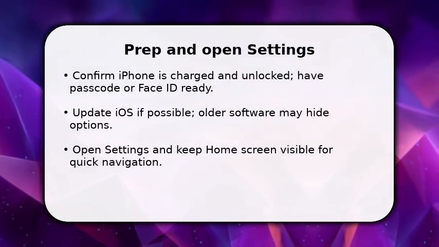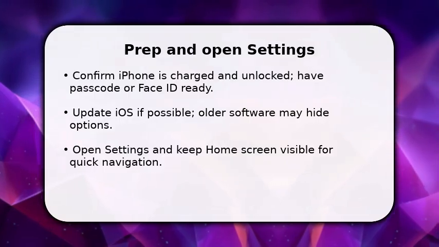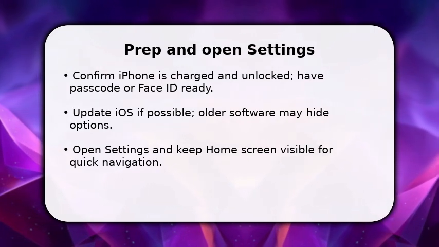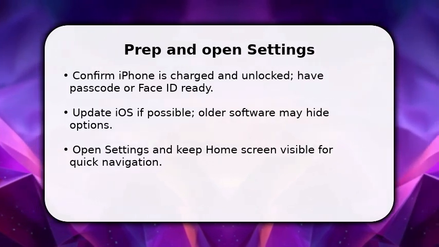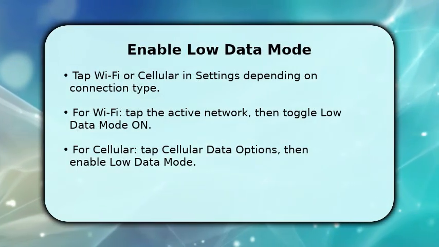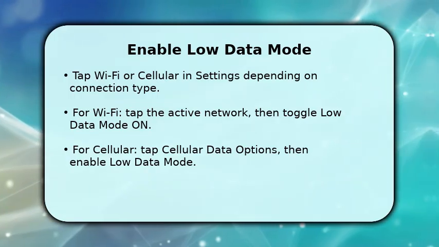Now tap into the Wi-Fi or cellular area depending on where you want data saving. We'll switch modes there in the next step. You're in the right settings panel. Now pick Wi-Fi if you're on a network, otherwise choose cellular. For Wi-Fi, tap the network's info icon and switch low data mode on. This limits background updates and automatic downloads.